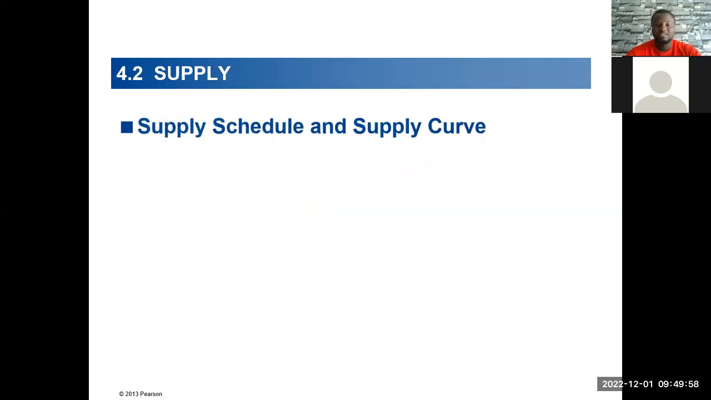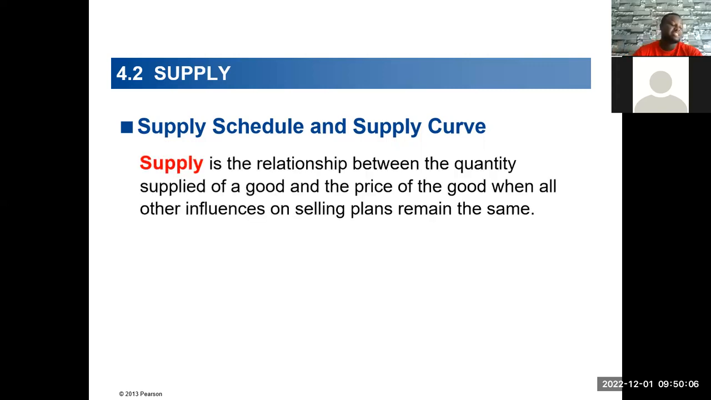Now we look at the supply schedule and curve, just like demand. Basically, we are talking about the relationship between the quantity that sellers are willing and able to offer for sale and the price of the good, when all other factors affecting supply are held constant. We'll look at those factors too. When we hold all those factors constant and look only at the relationship between price and the quantity offered for sale, that relationship is what we call the supply of a commodity.